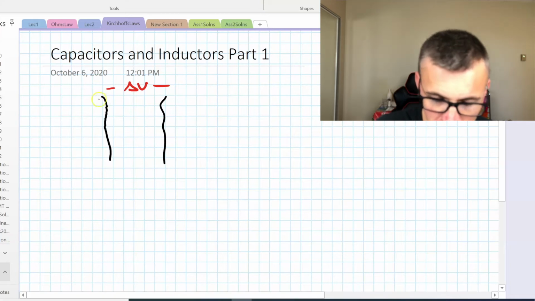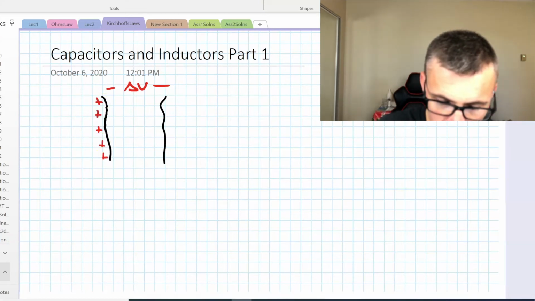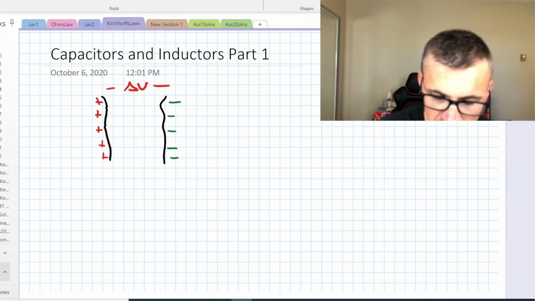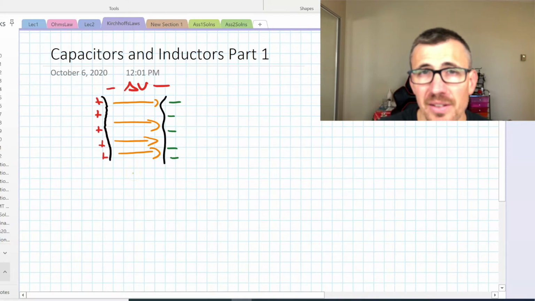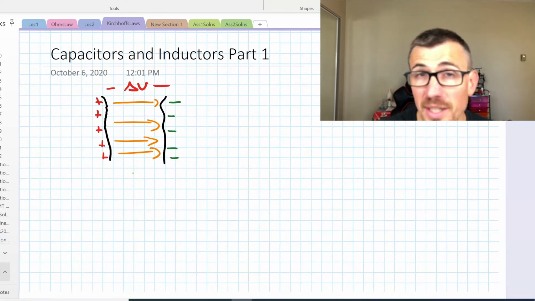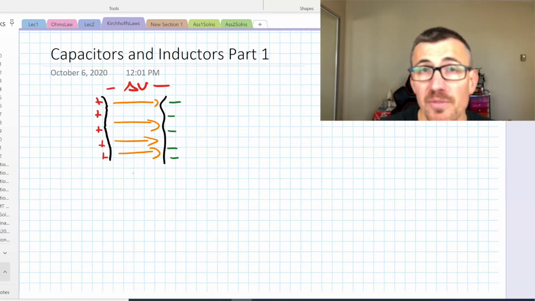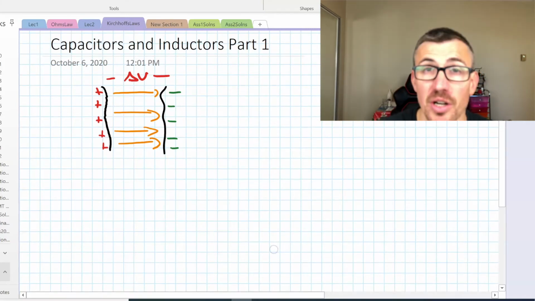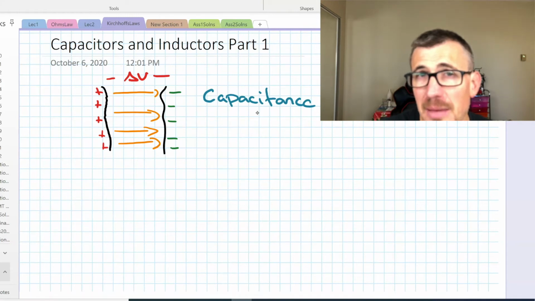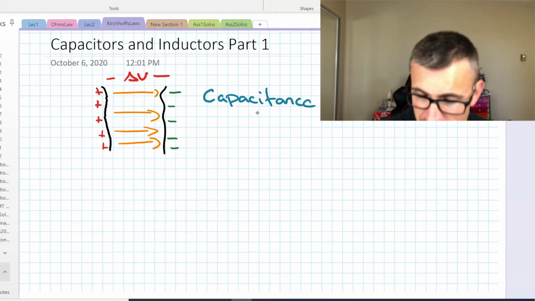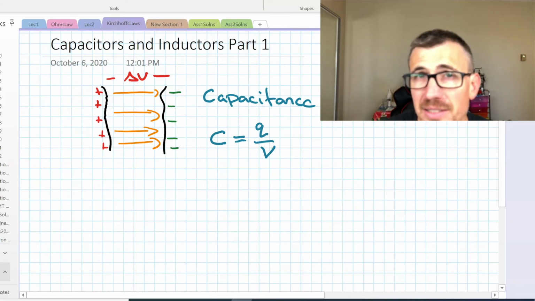Some charge distribution has to be set up to create that potential difference. There's going to be an electric field, and that electric field corresponds to a voltage. So the question of capacitance is, given that voltage, how many charges do I get? Or given that charge distribution, what voltage does that correspond to? And that is the definition of capacitance. So capacitance is the capability of something to store charge. Specifically, the capacitance is the amount of charge I get for a given voltage, Q over V. And the units of capacitance is farads.